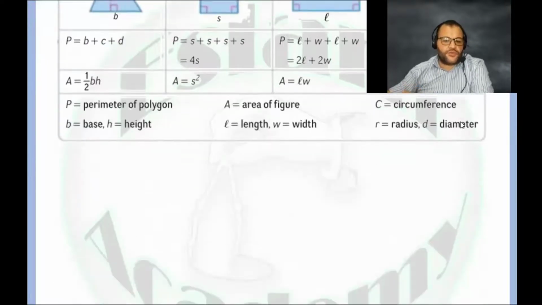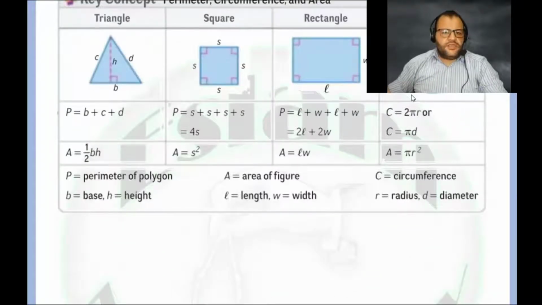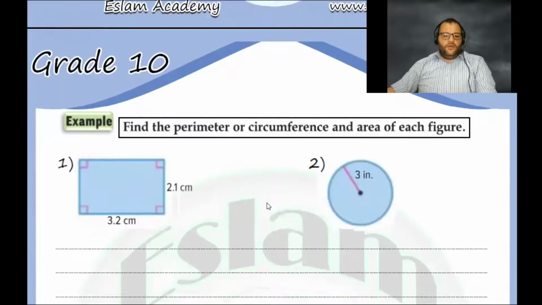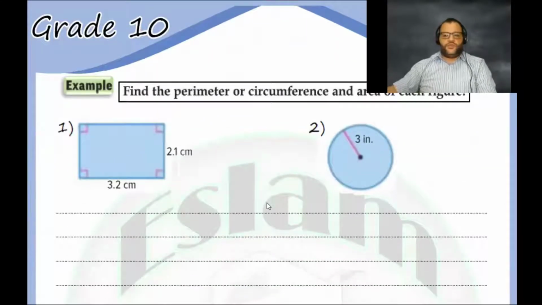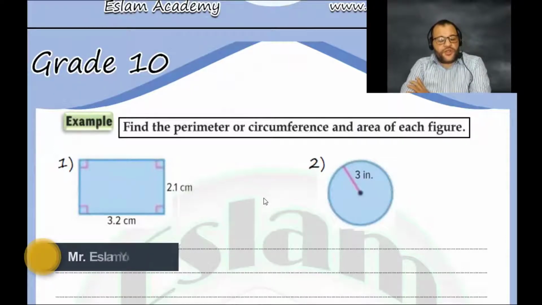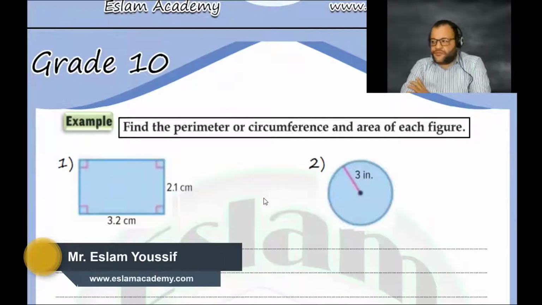Any problem for this one? No. We can use the calculator now, right? Yes, you can use it, no problem. Okay, so for this one, we need to find the perimeter or the circumference and the area of the following. We say perimeter for the polygon, circumference for the curve.